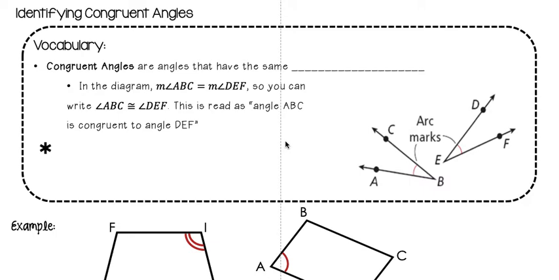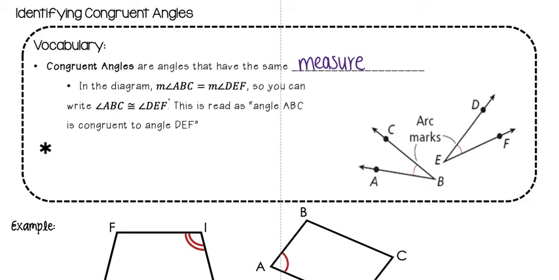Okay, for this last video, we're going to be talking about identifying congruent angles. Congruent angles are just angles that have the same measure. So really similar to congruent segments, those are the ones that have the same length. Congruent angles have the same measure, so their degrees are the same.